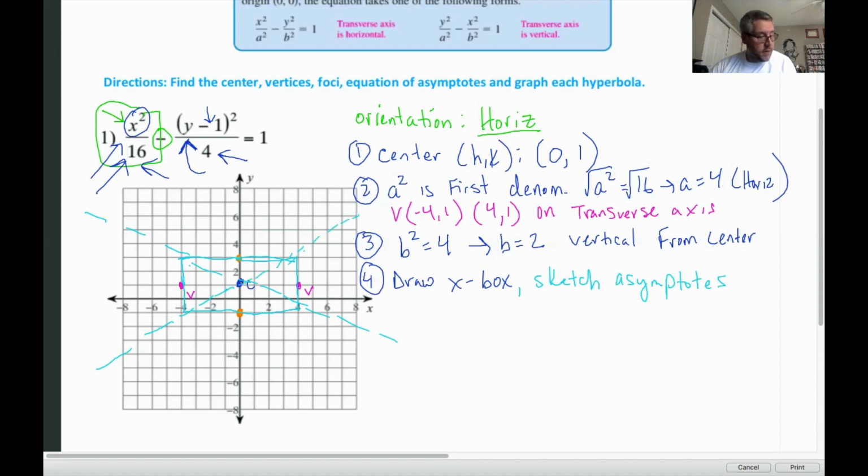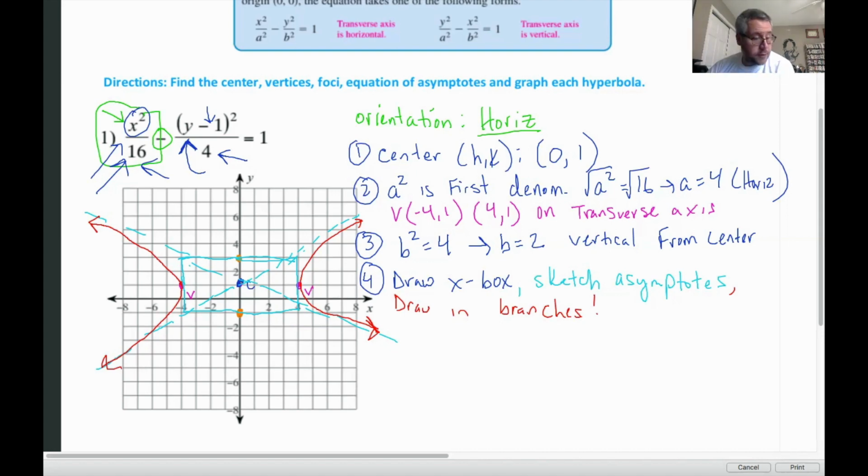Okay? So what that is going to allow us to do now is draw the X box, sketch the asymptotes, and now we can draw in the branches. Okay? The branches always start from the vertex and then they go towards the asymptote, although they never touch it. Again, it's kind of like a fence, kind of gives it its shape. And the same thing on the right side, something like that, okay? Looks pretty good. So that was step 4.